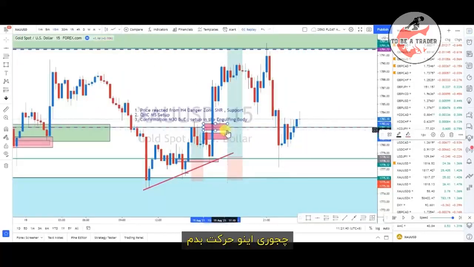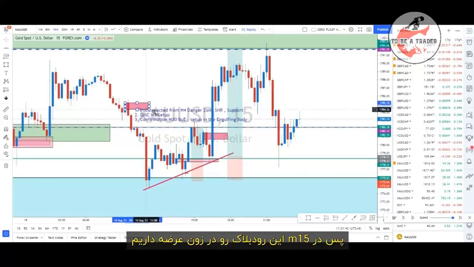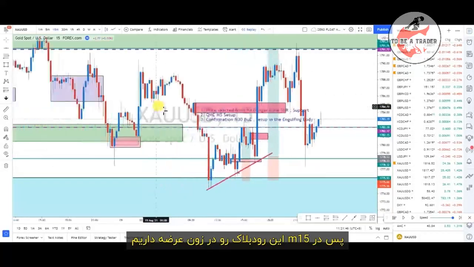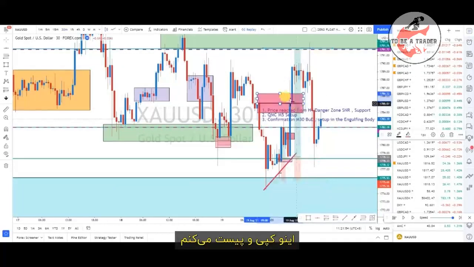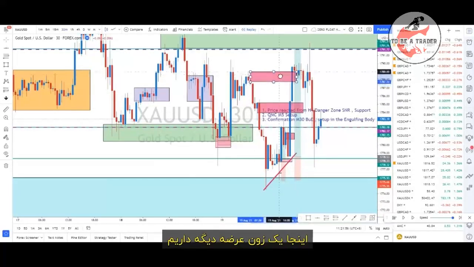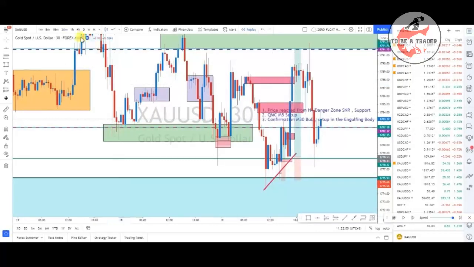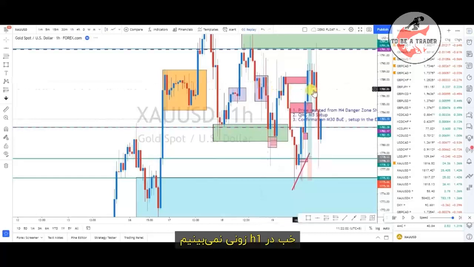How to move this? Like this. Okay, so on the M15 we have this roadblock, our supply zone. M30. So I'm gonna copy and then paste again. So here's another supply zone. So on the H1, if you see any zone, no, I think that's it.